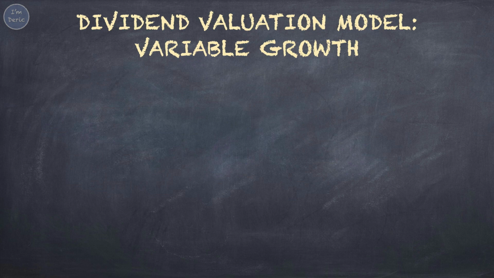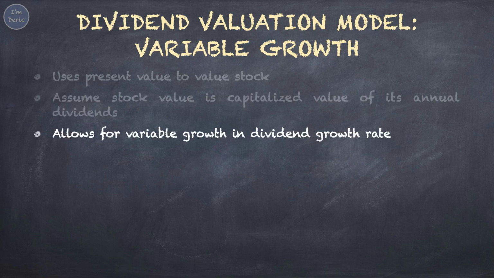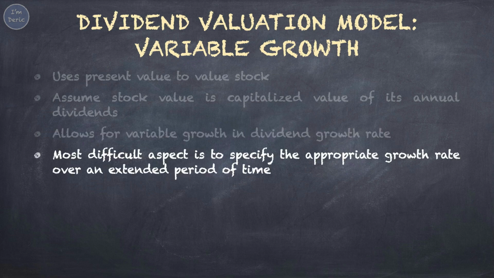The other one is variable growth model. Same as the previous two models, variable growth model uses present value to value stock. And it also assumes stock value is the capitalized value of its annual dividends. However, the difference of variable growth model is that it allows for variable growth in dividend growth rate. The most difficult aspect of this model is to specify the appropriate growth rate over an extended period of time.